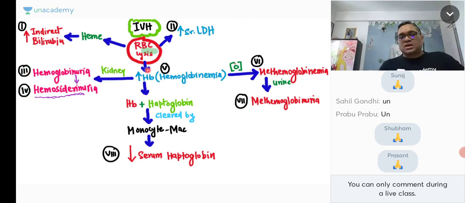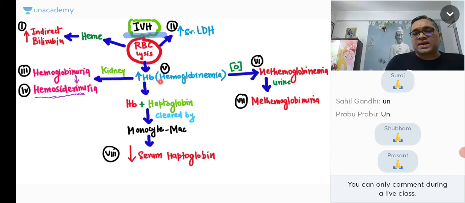Understood? With RBC lysis, hemoglobin, the toxin, will be removed by the kidney in the urine as hemoglobinuria, or some of the hemoglobin will be degraded in the renal tubule to form hemosiderin, and this is called hemosiderinuria. Hemoglobinuria and hemosiderinuria are exclusive findings of intravascular hemolysis. Now you understood why I was telling you these are findings you will see only in intravascular hemolysis, right?